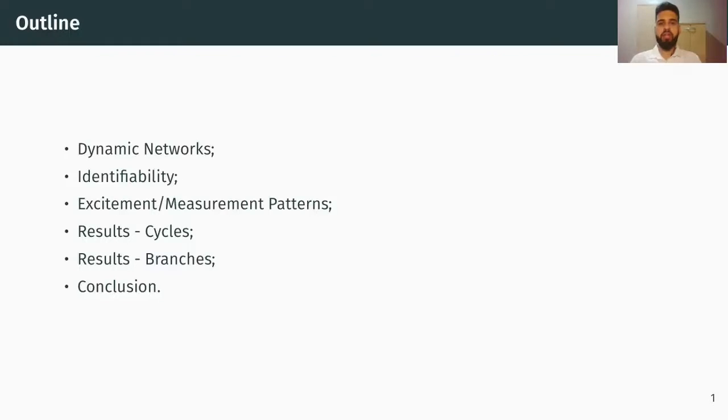Here is the outline of this talk. First, I will introduce the object of our study, dynamic networks. We will then discuss identifiability applied to dynamic networks. Based on these identifiability results, I will introduce the concept of excitation and measurement pattern. Then I will present the results obtained for two topologies, cycles and branches. Finally, I show conclusions we draw from this work at the end of this talk.